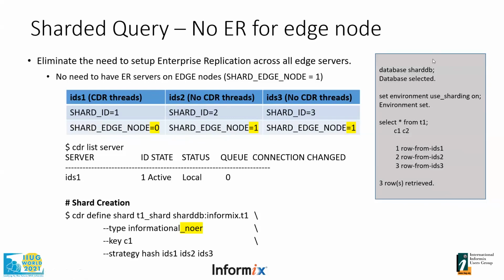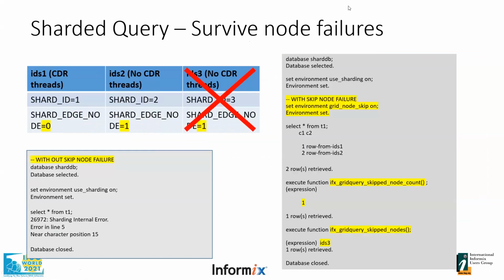Here is an example where I have inserted one row in IDS1, one row in IDS2, and one in IDS3. If I use sharding here, based on the informational no ER sharding, it's going to pull in all the data from all the shards, I mean, all the instances. This underscore no ER is new to 14.10.